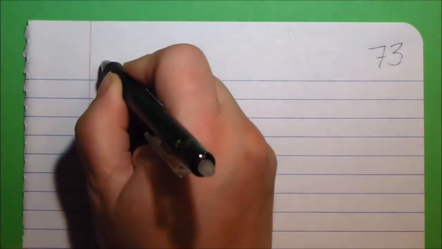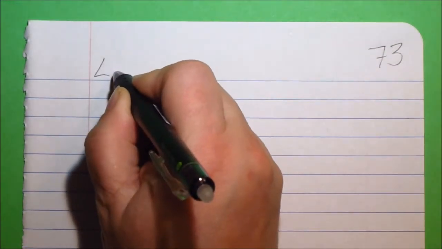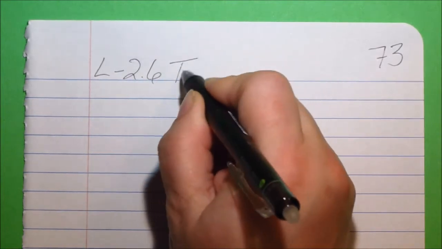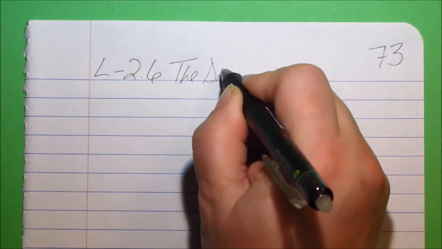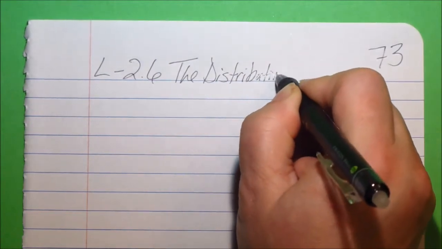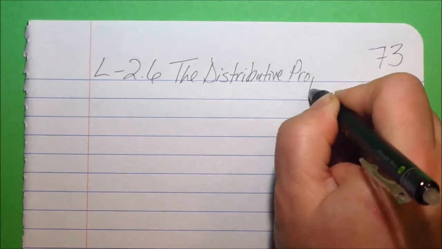This is lesson 2.6 out of the Introduction to Algebra book. We are on page 73, I believe, in Mrs. Walker's class. So lesson 2.6 is called the distributive property.